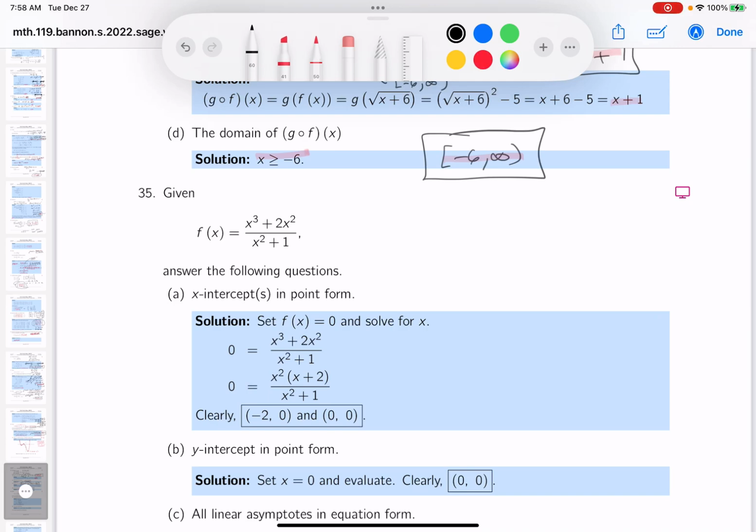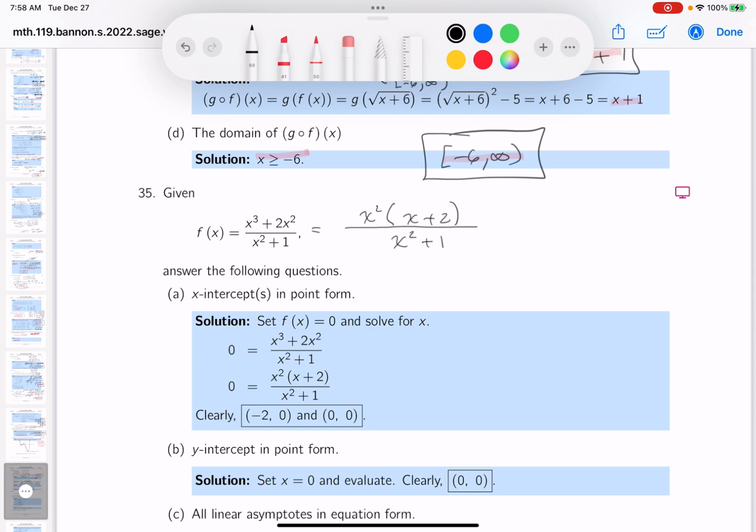Okay, the first thing I would do is just look at it, and I know they're going to ask a question about this rational function. I'm going to factor the top. X squared comes out, and you're left with x plus 2. The bottom is an irreducible quadratic. And let's start answering the questions now.